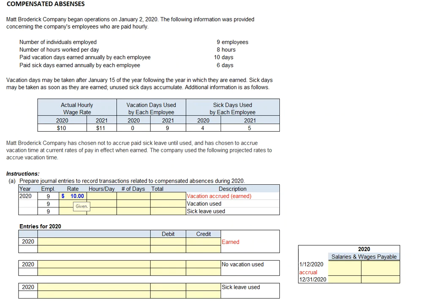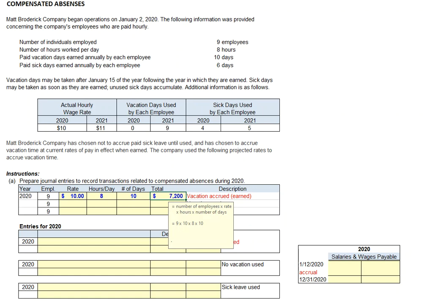To calculate our accrued vacation time for 2020, we begin with the number of employees, which was 9, the wage rate, which is $10. Our employees, again, work 8 hours per day, and they earn 10 days of vacation time during the year. So the total accrued vacation time at the end of 2020 will be $7,200. And again, that's 9 employees times $10 an hour times 8 hours a day times 10 days.